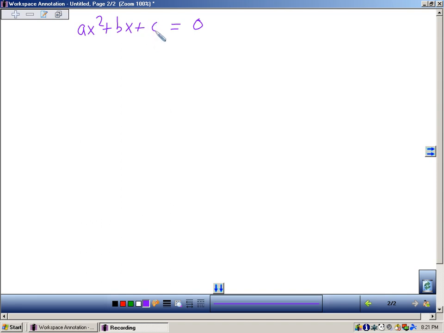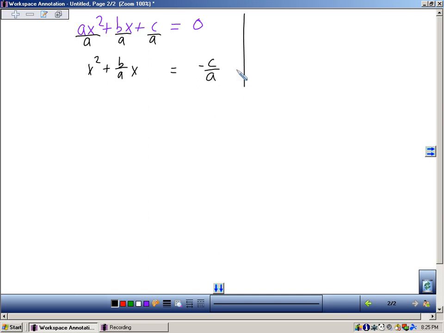I'm going to take the constant c and move that over. But prior to doing that, remember that value of a, we always want to divide by that coefficient to ensure that we have a coefficient of 1. So I'm going to move this value over. And so this becomes x squared plus b over a times x equals negative c over a.